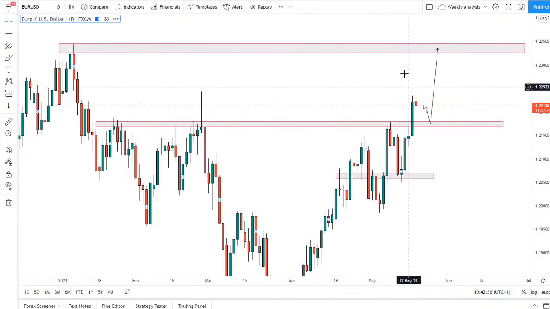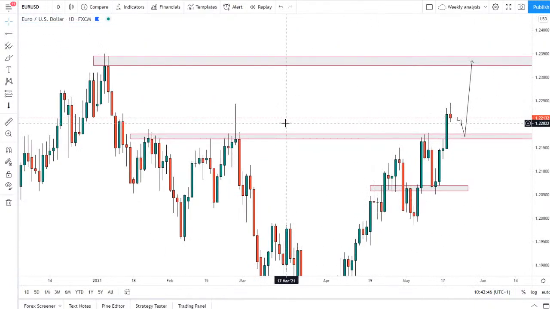So it would be nice to see a retest of that area, hold it as support, and then we can see the continuation to the upside, back to that 1.23500 area, back to those highs, maybe even further as well, because at that point the trend will be in full swing. So yeah, expecting new highs there.